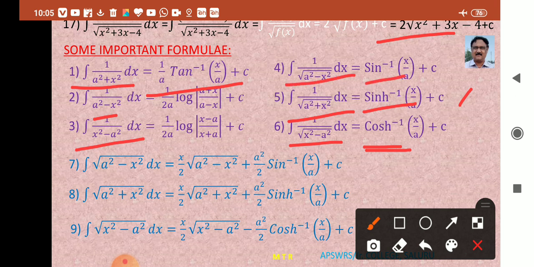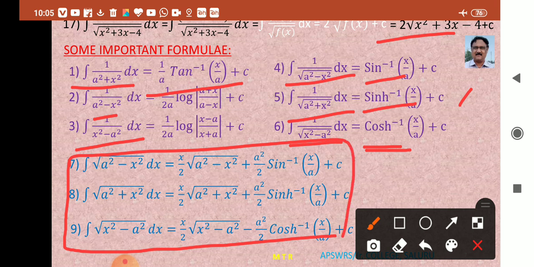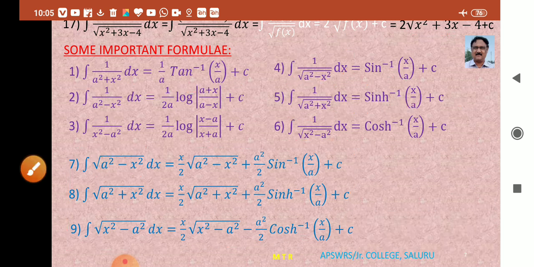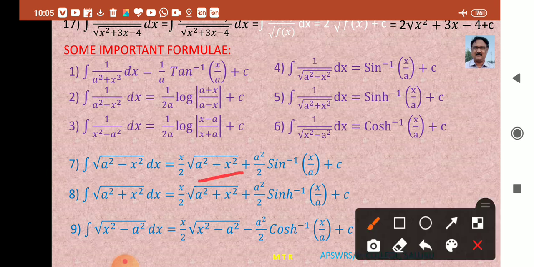Okay. Another three most important forms. These three are very important for 7 marks also. Integral root of a square minus x square. Here also a square minus x square, but now it is in the numerator, not 1 by root. So comparing the formulas, integral root a square minus x square dx is x by 2 square root of a square minus x square plus a square by 2 sin inverse x by a.